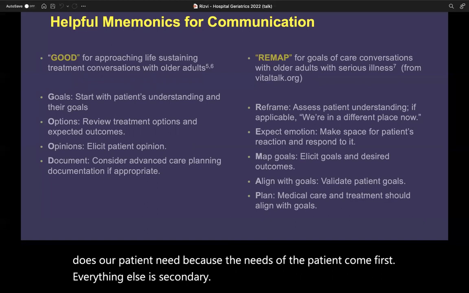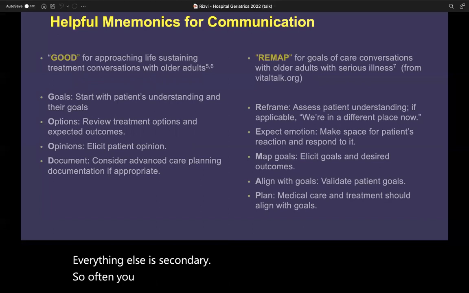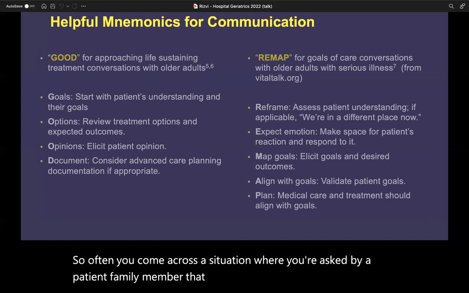So often, you come across a situation where you're asked by a patient's family member that, "अब्बा को ना बताइएगा, उनको हार्ट अटैक आ जाएगा, वो दिल के बहुत कमजोर हैं, उनसे ये सदमा बर्दाश्त नहीं होगा."